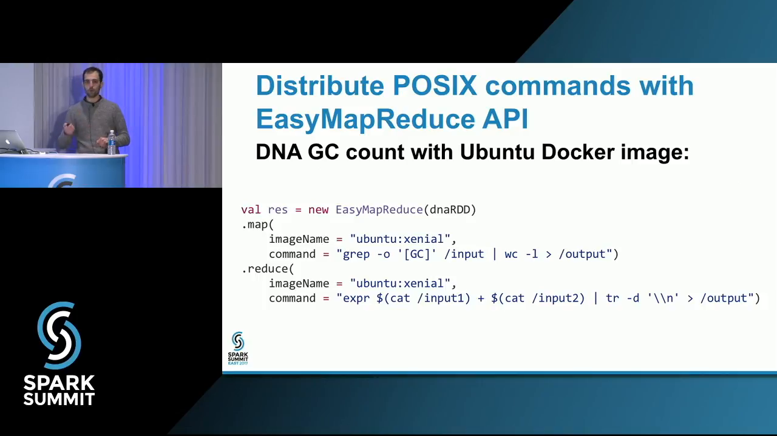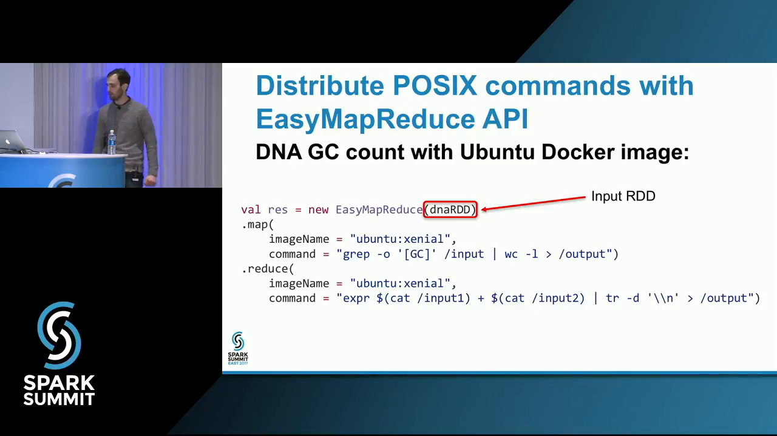And let's say we want to distribute this with EasyMapReduce. EasyMapReduce offers you a Scala API that is built on top of the standard RDD API. So you start from an input RDD. So here is where you previously loaded your DNA text data.